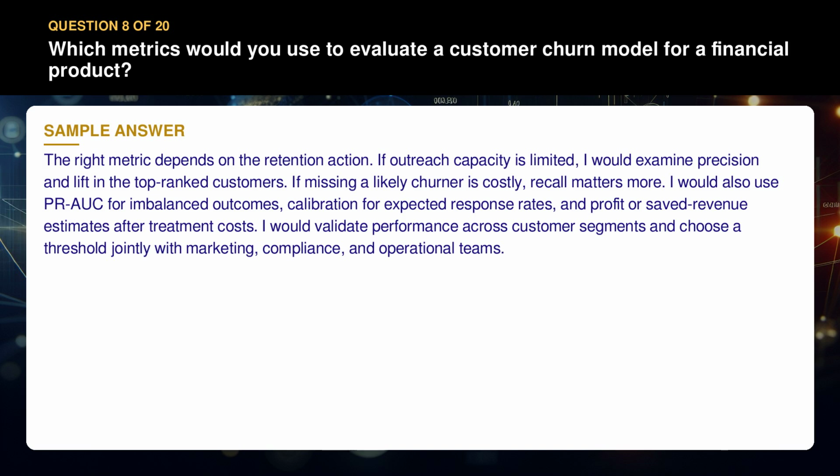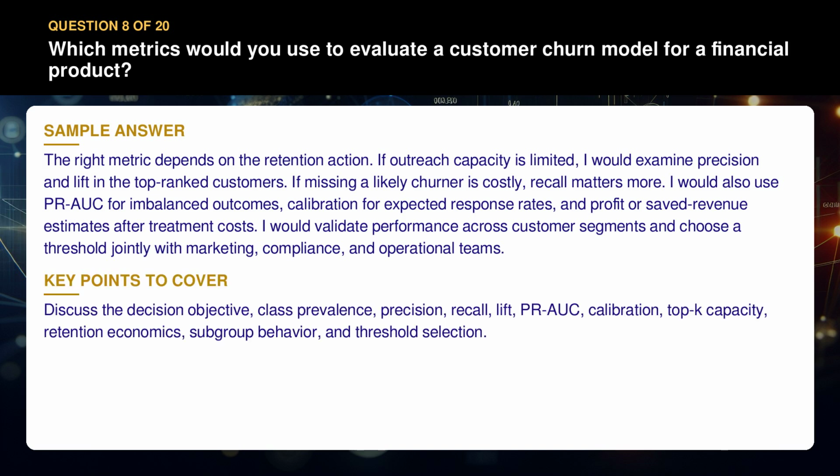I would also use ROC-AUC for imbalanced outcomes, calibration for expected response rates, and profit or saved revenue estimates after treatment costs. I would validate performance across customer segments and choose a threshold jointly with marketing, compliance, and operational teams. Discuss the decision objective, class prevalence, precision, recall, lift, ROC, calibration, top K capacity, retention economics, subgroup behavior, and threshold selection.